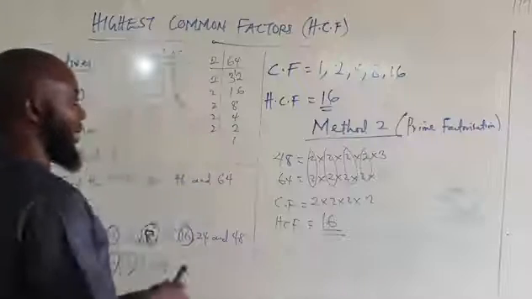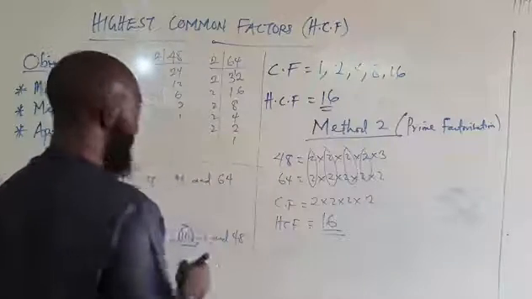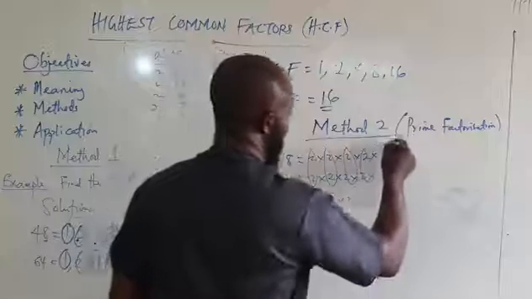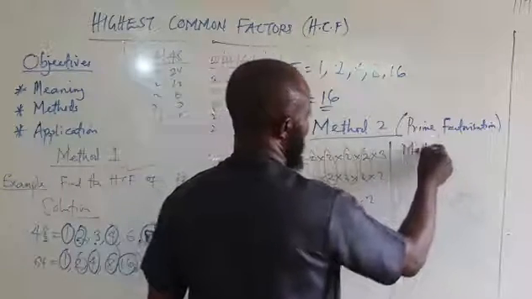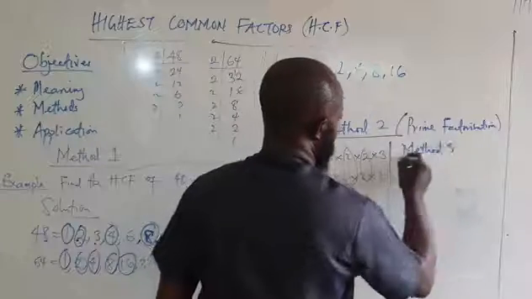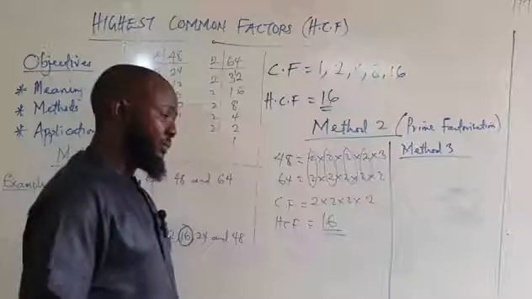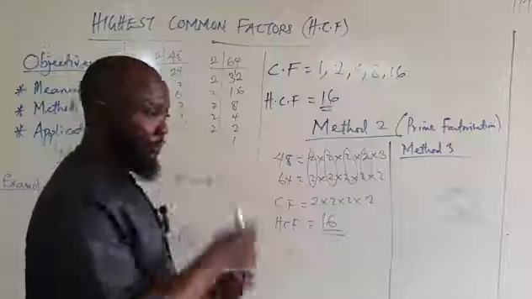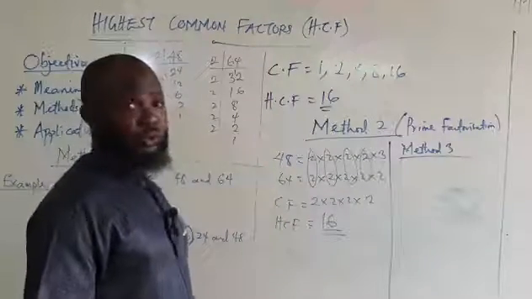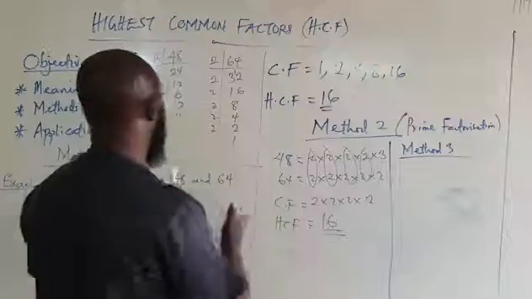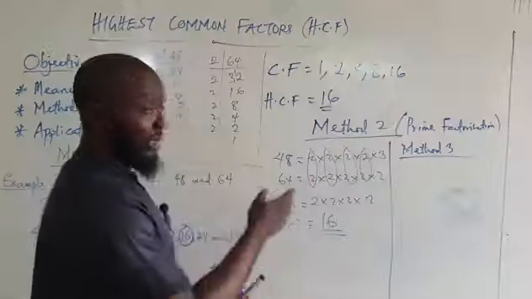Then the last method. Let me do it here so that I will not waste time. The last method, method 3. Method 3 is the shortcut method. You use it when the problem is given in an objective multiple choice question and you are not expressing it. It's like this. So you can use this method.